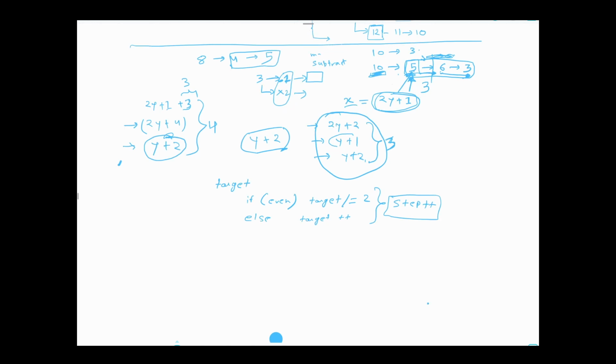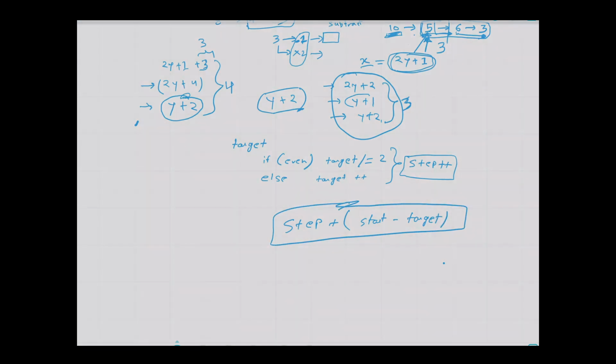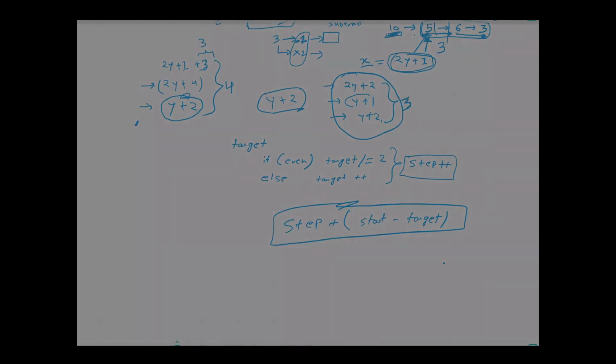So another optimization we can do here is, we can do these two operations until we make target smaller than start, and once we do that, we can calculate the final answer, which is step and then the difference of start minus target. Let's see this solution in action.